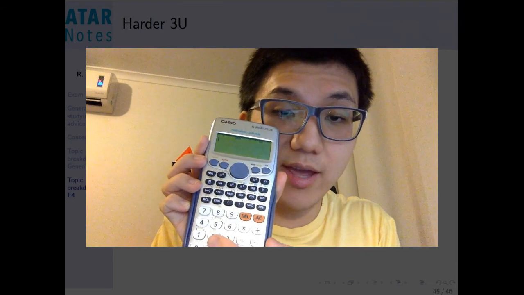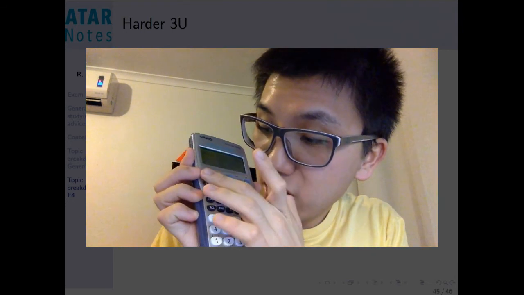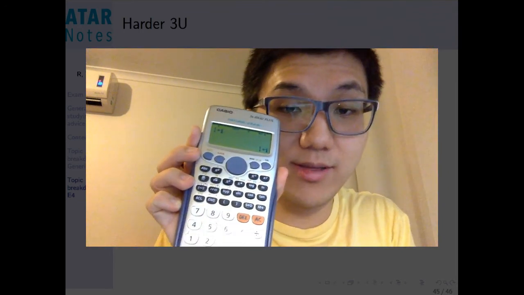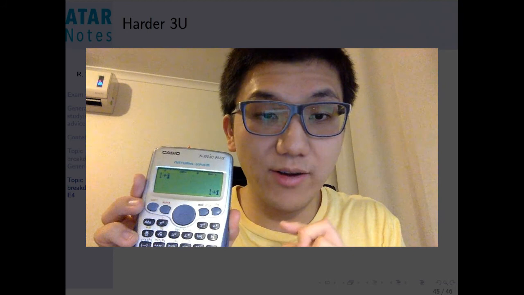So the idea is that you have your mode here, and number 2 will get you into the complex numbers mode. And what you can do now is type any complex number, say 1 plus Shift E and G, which gives me an i, and surprise, surprise, there is my 1 plus i. And I can add, subtract, multiply, divide with these things very easily.